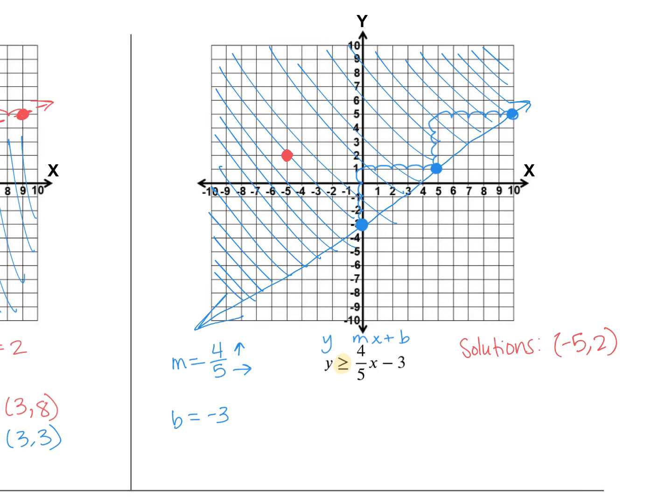Okay, now let's look at this point right here. This point is on the line. Now last time we said a point on the line is not a solution, but this time we have a solid line. So when we have a solid line, we have y is greater than or equal to, which means anything on the line is a solution when you have a solid line. So the point (5, 1), which is on that line, that is a solution this time.